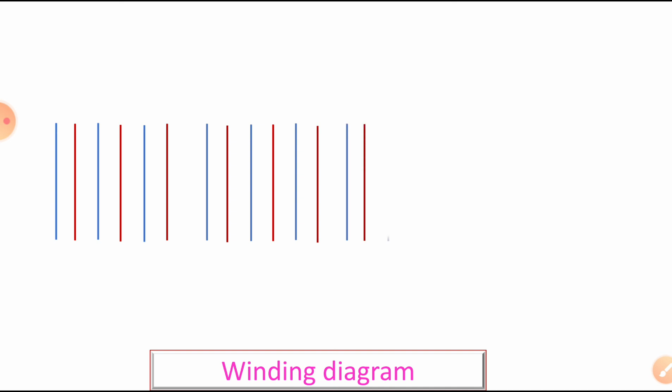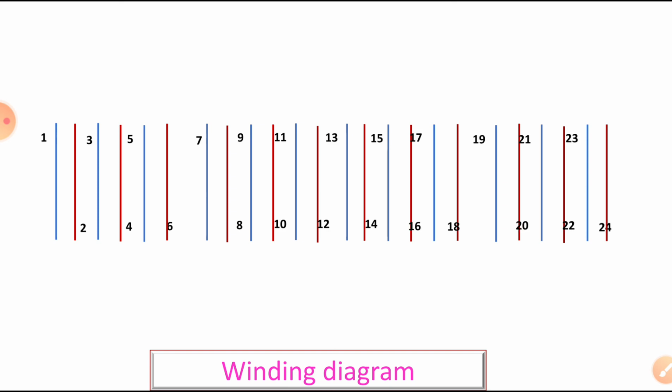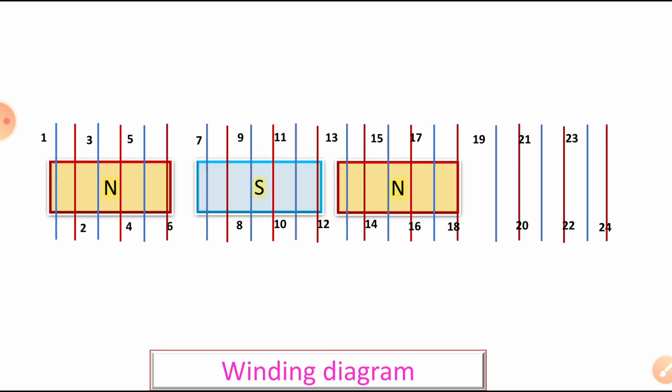So what is the first step? You make all lines parallel to each other at equal distance. Okay, number them from left to right, select any slot for the starting. So label the number. Yes, I label this one. Then place the poles and arbitrarily indicate the directions: north pole, south pole, north pole, south pole, and current directions in the conductors. Okay, so the north pole downwards and south pole upwards.